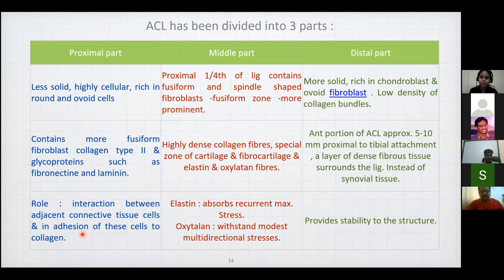The middle part, we have elastin and oxytalan. So elastin does shock absorption. Recurrent maximum stress is absorbed. And oxytalan withstands modest multidirectional stresses.